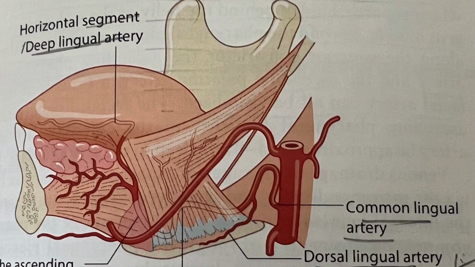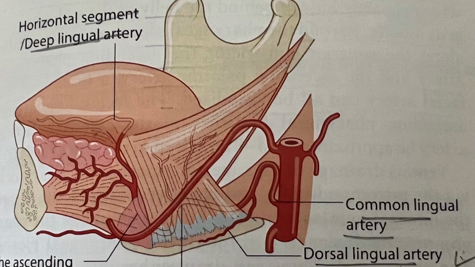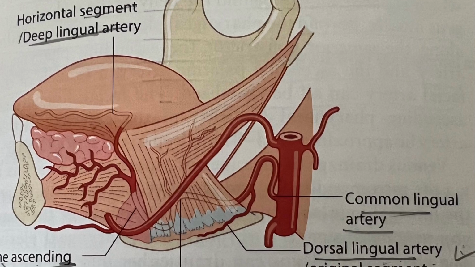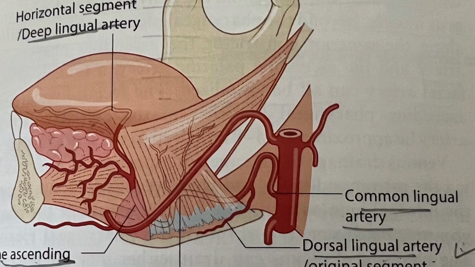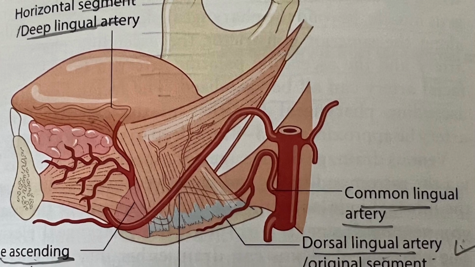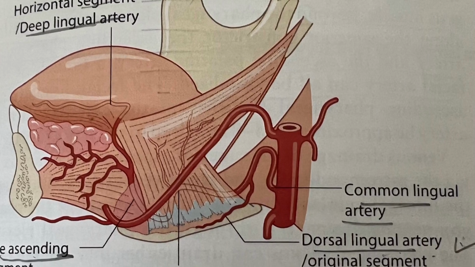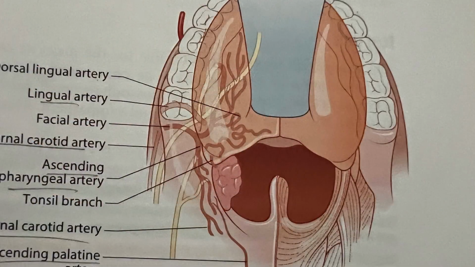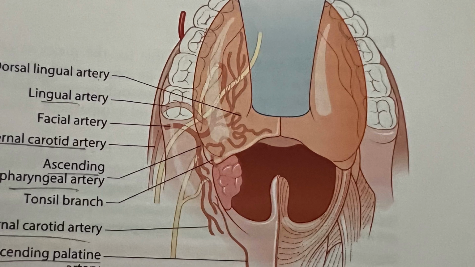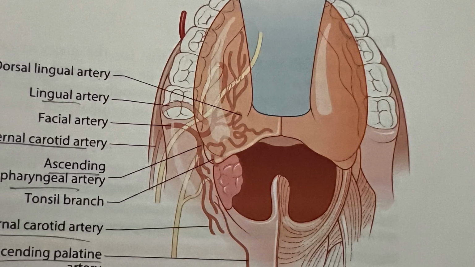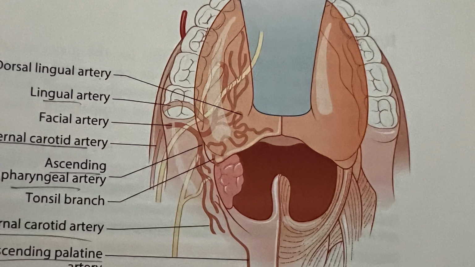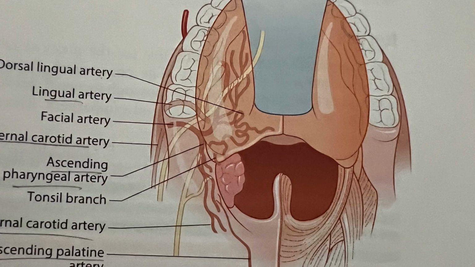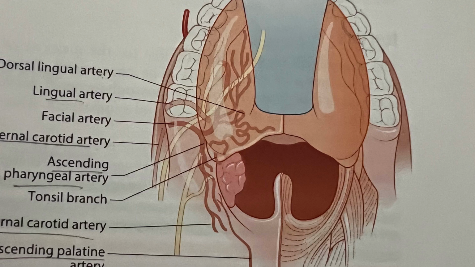It mainly lies 4 mm superolateral to the greater horn of the hyoid bone in the lesser triangle, which is bounded by the anterior belly of digastric, posteriorly the posterior belly of digastric, and superiorly the hypoglossal nerve. So in this triangle you can ligate the lingual artery. The dorsal lingual artery is the first branch of the lingual artery, and it arises approximately 7 mm from the anterior border of the hyoglossus muscle.